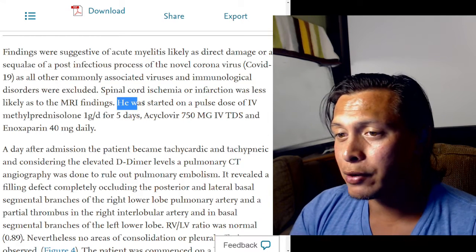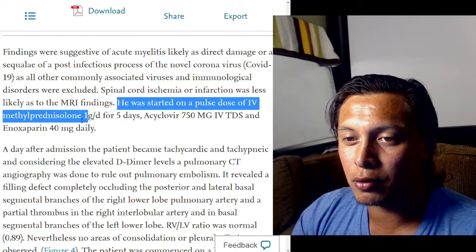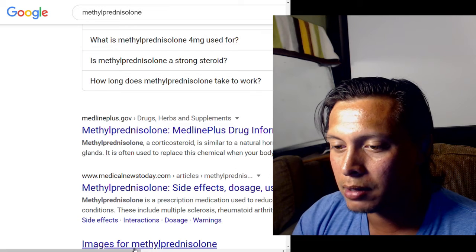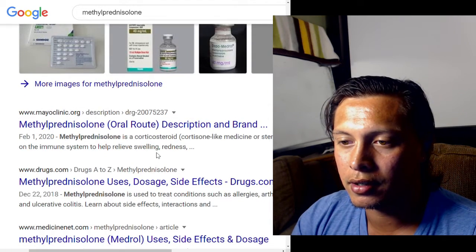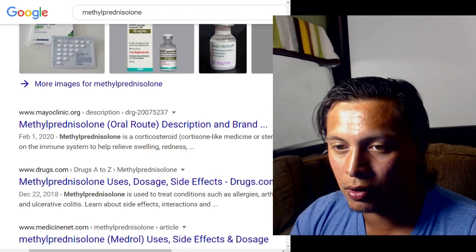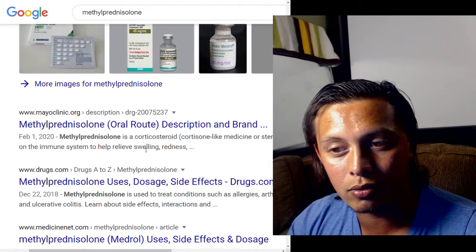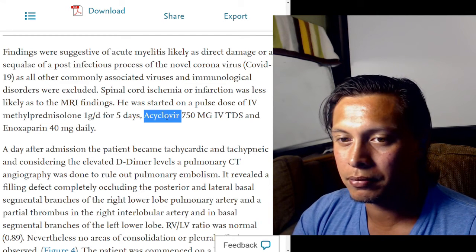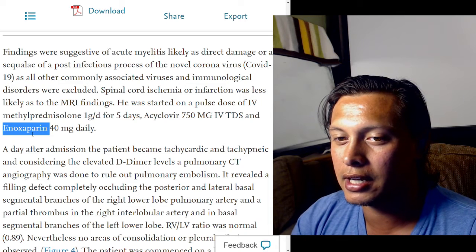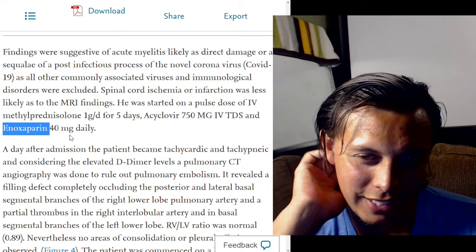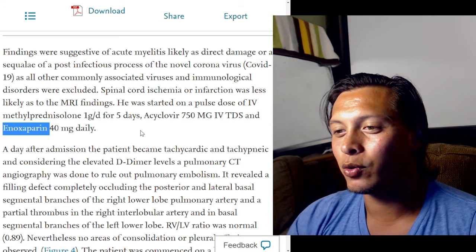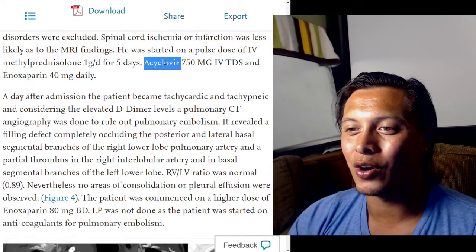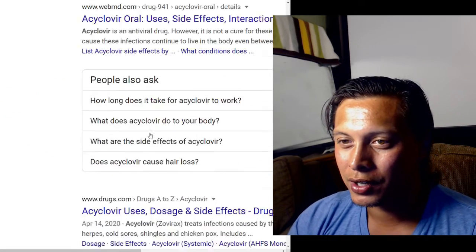So they were looking for this, but the MRI findings suggested that's not actually the case, or less likely to be the case. Anyways, he was started on a pulse dose of IV methylprednisolone, which I believe is an anti-inflammatory steroid. Yeah, it's a corticosteroid, there to help relieve swelling and redness. So yeah, I was right about that. Acyclovir and enoxaparin. Whoever comes up with the names for these drugs, my word. So if we want, we'll look this up because I'm curious.